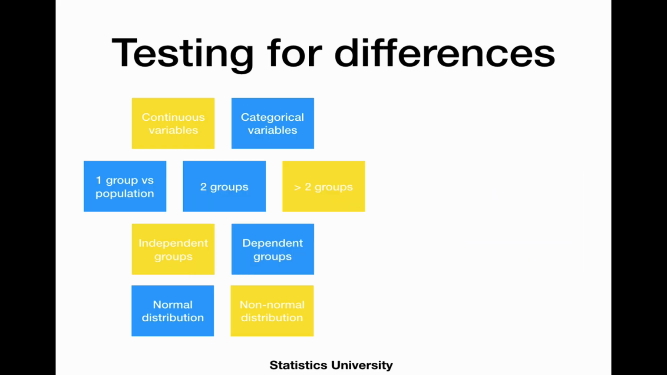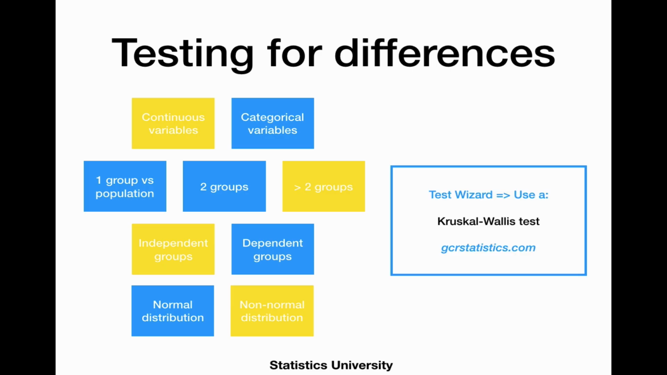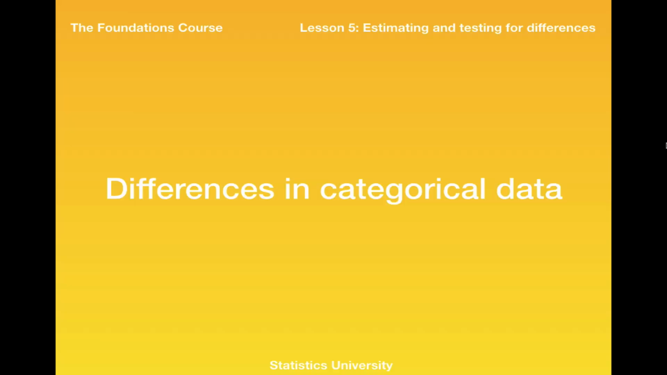You can also compare more than two independent groups where you have non-normally distributed data, and then you use the Kruskal-Wallis test, which is the non-parametric variant of the one-way ANOVA. Now that we've discussed how to determine differences in continuous data, we're going to look at categorical data.